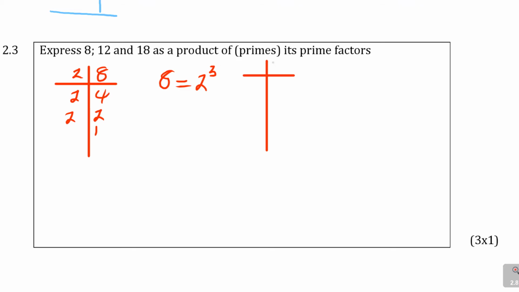To say, for 12, the first one, 2 into 12, it's 6. 2 into 6 is 3. 3 into 3 is 1. Always make sure that the numbers on this side are prime numbers. You start from 2, then the next one is 3, then the next one is not 4, it's 5, because 4 is not a prime number. So these are prime numbers on the left hand side. There must be prime numbers.